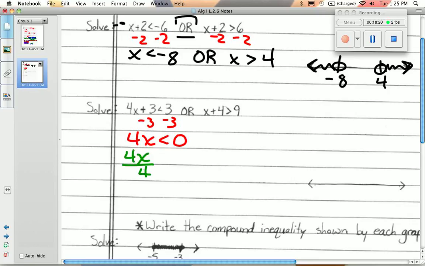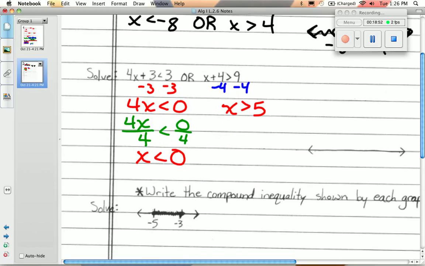Okay, go ahead. Divide by 4, is that what I heard next? Okay. So what's it reading now, Dale? X is less than 0. X is less than 0, okay. And then you do the other one. What are we going to do in the other one? Subtract 4 from both sides. What do we get? X is greater than 5. X is greater than 5. Okay. So no solution? No, there's lots of solutions. Okay, so 0, 5.